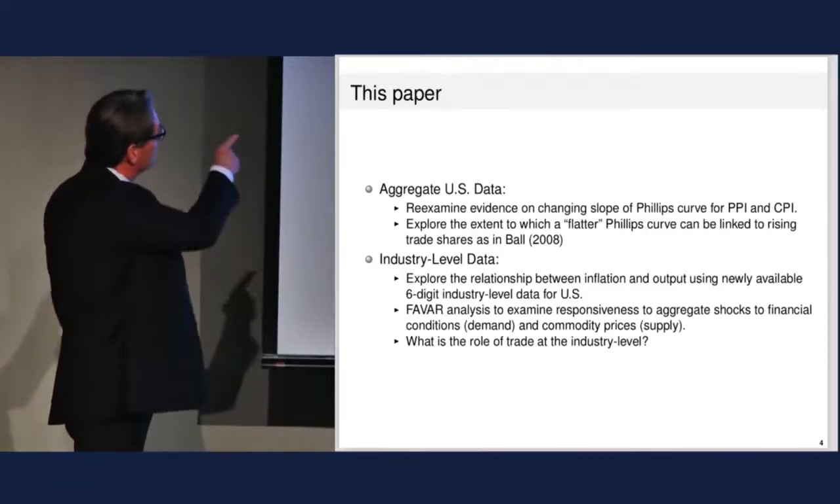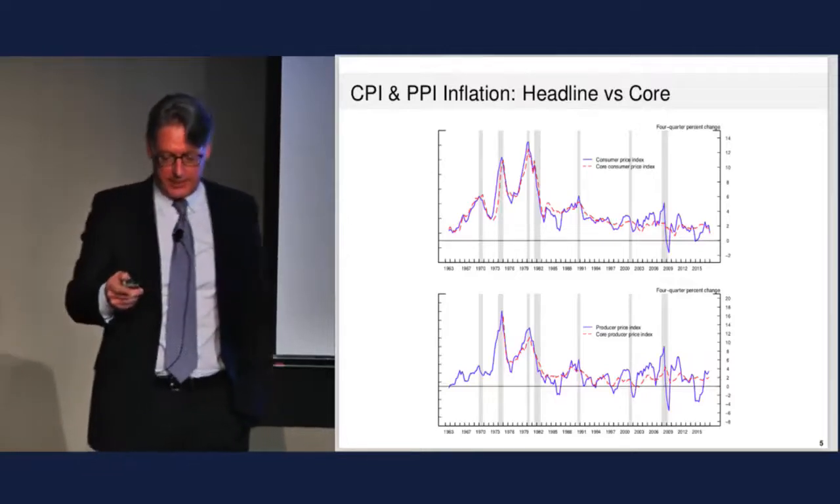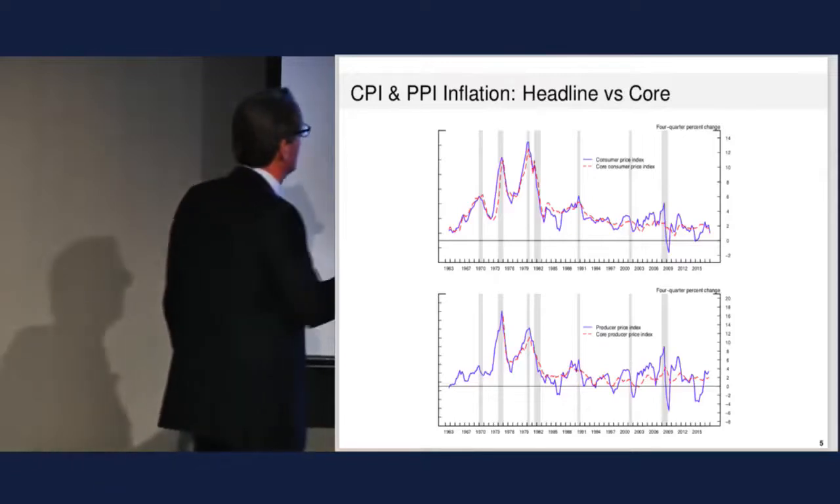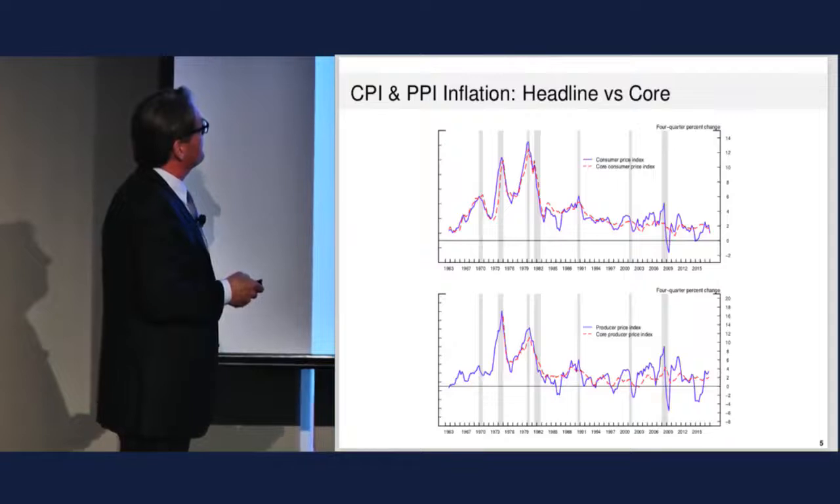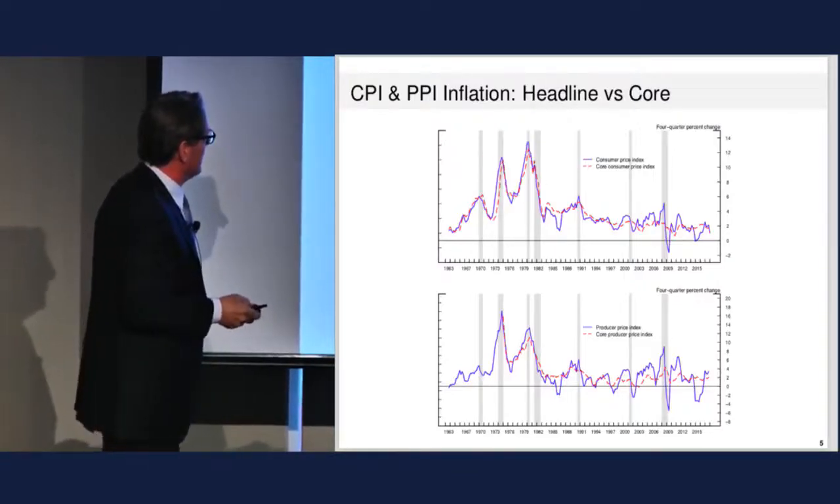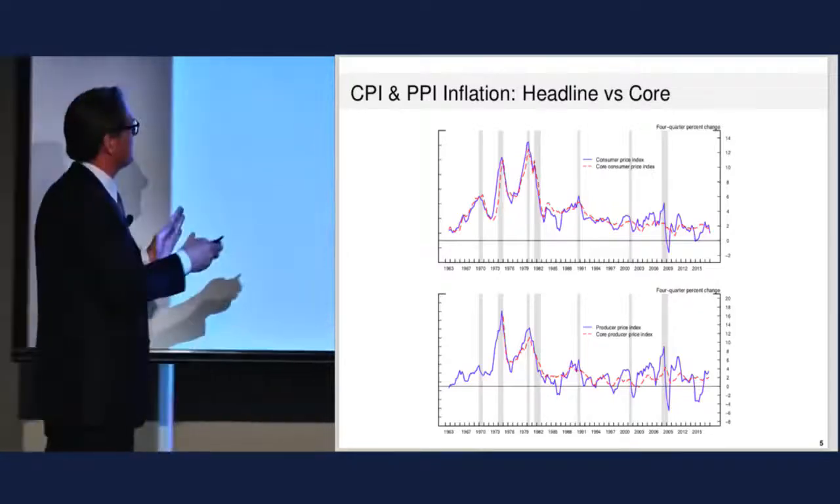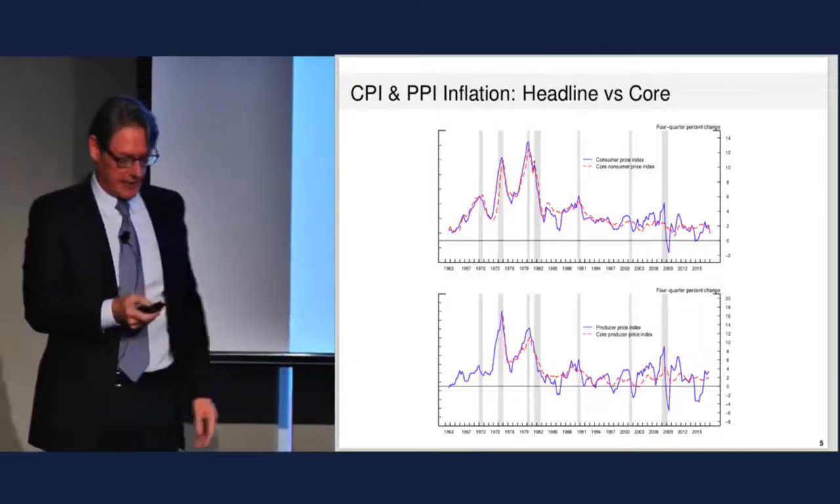We're going to look at both CPI and the PPI, because the PPI reflects the underlying microdata that we're using directly. These are familiar indices. The blue is headline, and the red is core. For the producer price index, the core only starts in 1974, so there's a little bit of a sample difference here. Otherwise, all of our regressions are going to start in about 1960.